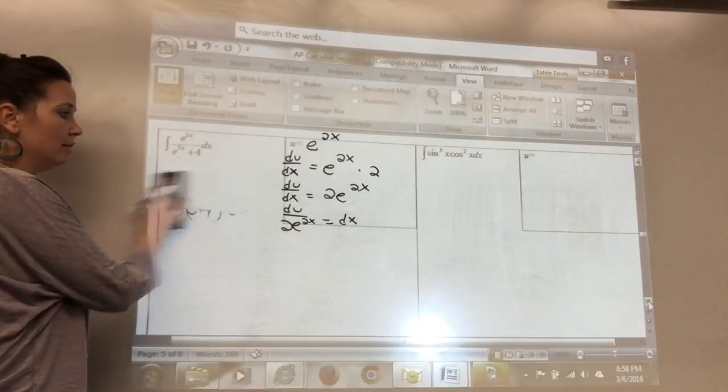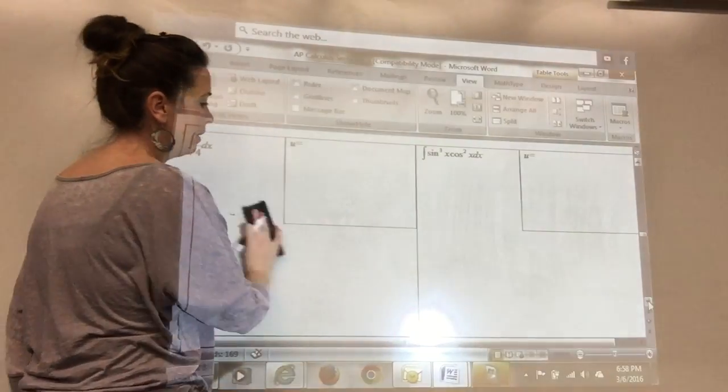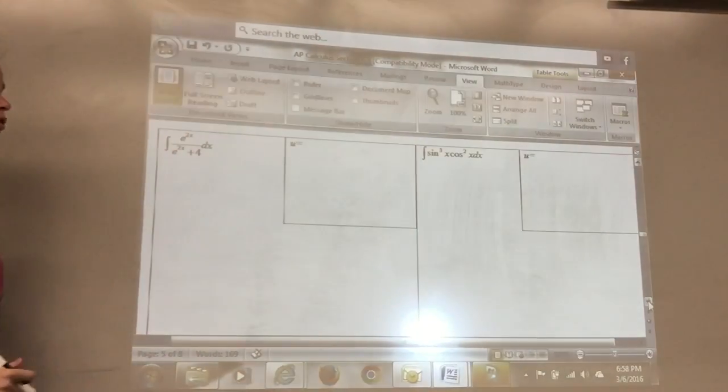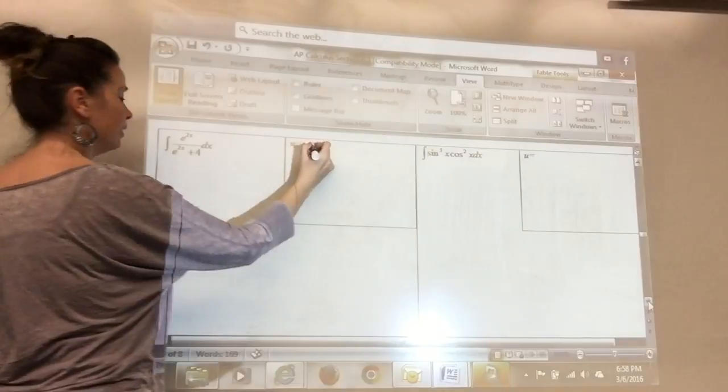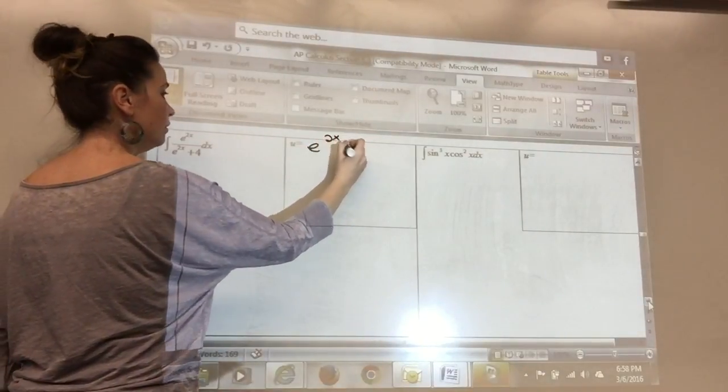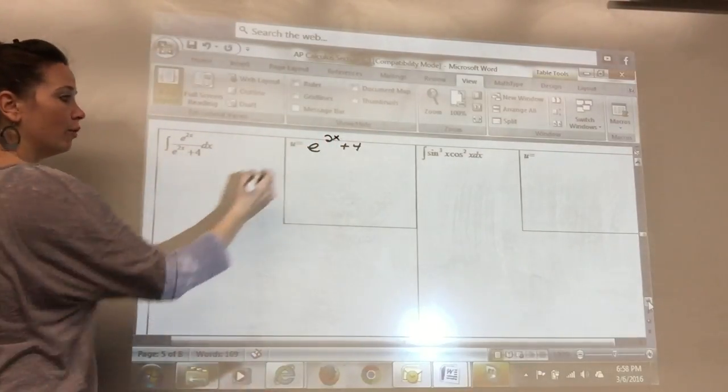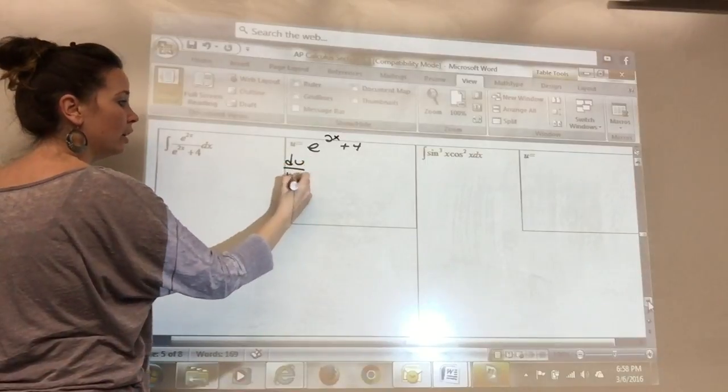So I'm going to erase this, and I'm going to pick a different u. And the only other choice that I see is the whole denominator. So let's give that a shot. You just have to be patient. Don't force things to work when they don't.